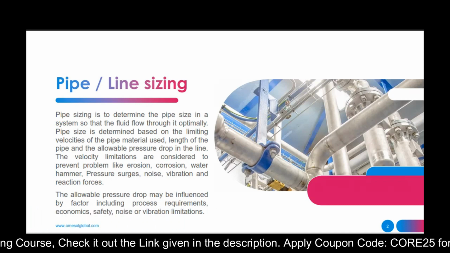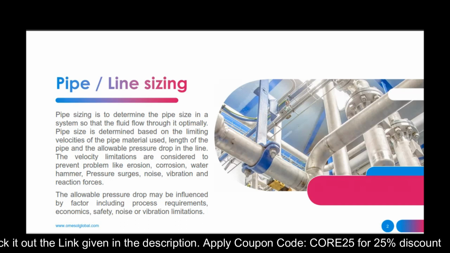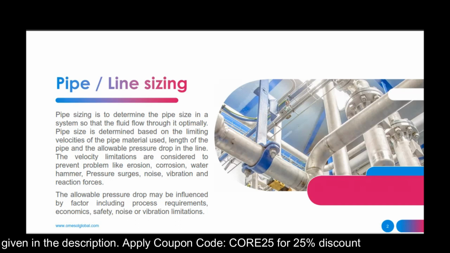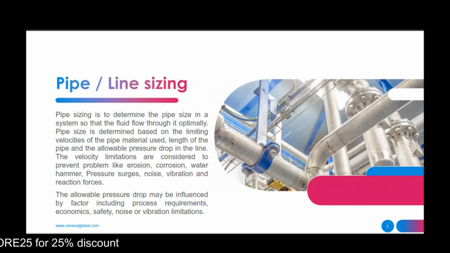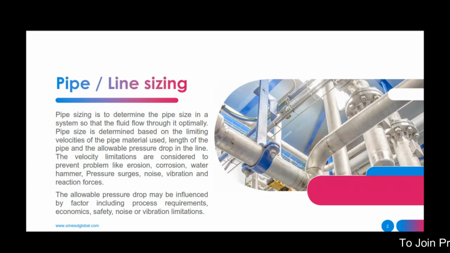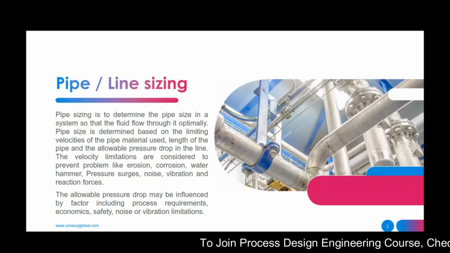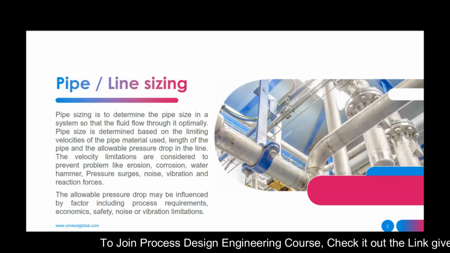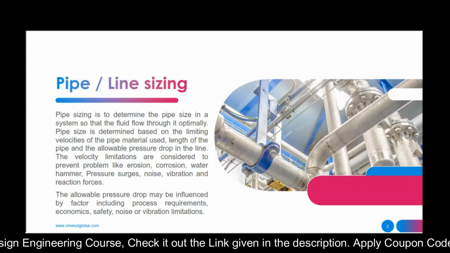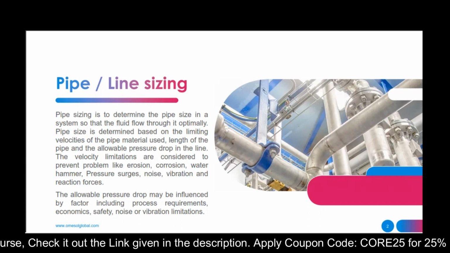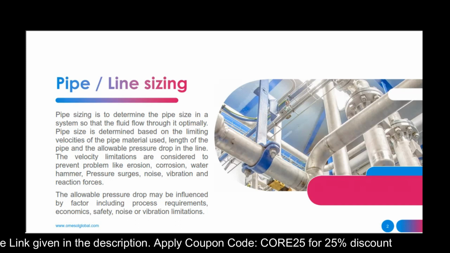Pipe sizing is to determine the pipe size in a system so that the fluid flows through it optimally. Pipe size is determined based on the limiting velocities of the pipe material used, length of the pipe, and the allowable pressure drop in the line. The velocity limitations are considered to prevent problems like erosion, corrosion, water hammer, pressure surges, noise, vibration, and reaction forces. The allowable pressure drop may be influenced by factors including process requirements, economics, safety, noise, or vibration limitation.